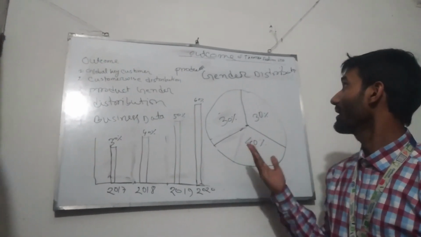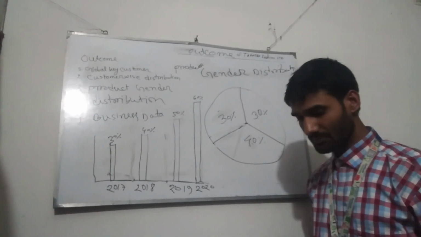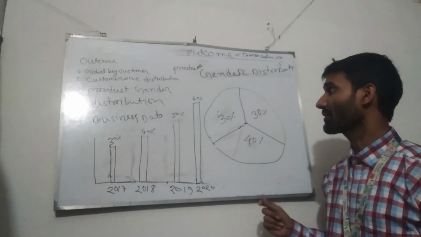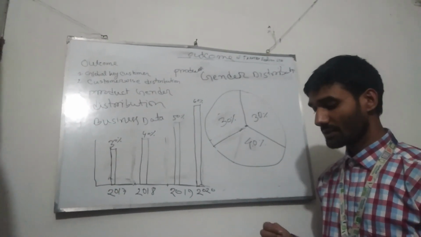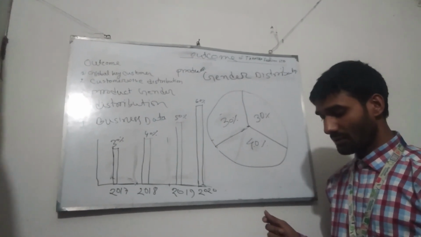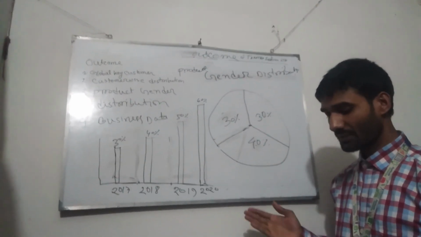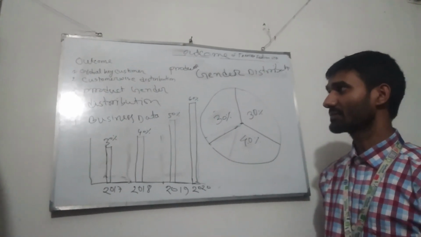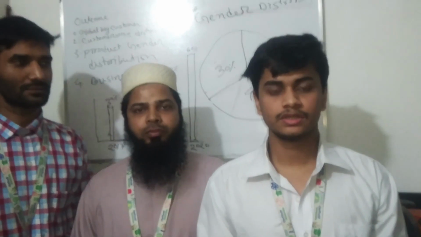Disadvantages of Taratex Fashion Limited: they don't use ERP, they don't use AI, they don't use robotics. That's why their business system may fail in future. Thank you. We are hearing the final proposed solution.